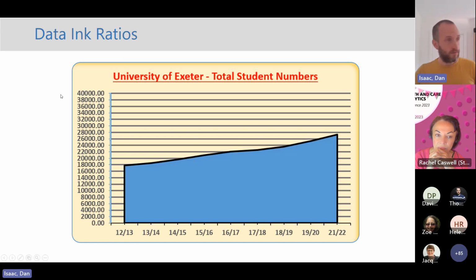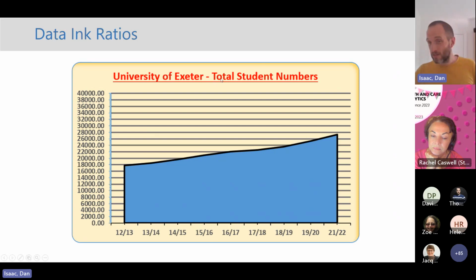So as mentioned, I work at University of Exeter. So here's a beautiful chart that I mocked up in Excel showing the rise in student numbers at the University of Exeter. The data-ink here is the line that is showing the increase in student numbers. Other pieces of data-ink include the labels. This label is telling us the year, this label's telling us the number of students. All of those things, if you take them away, you are removing data from the visualization.